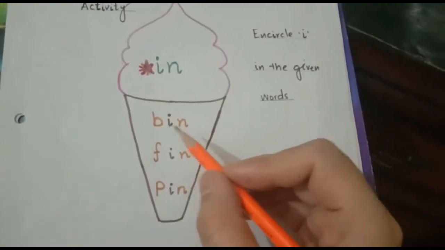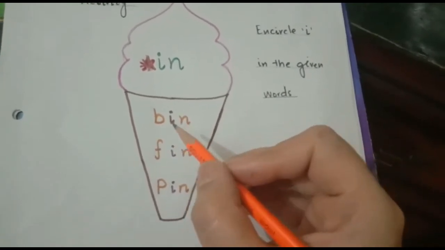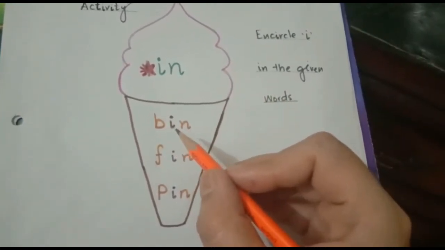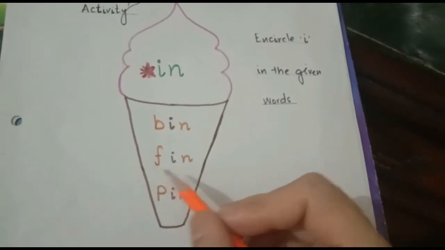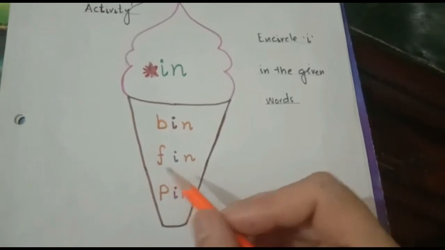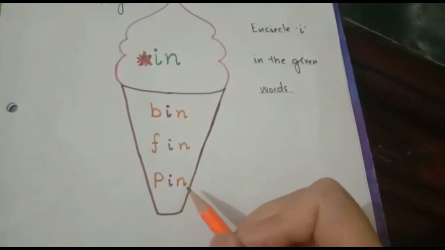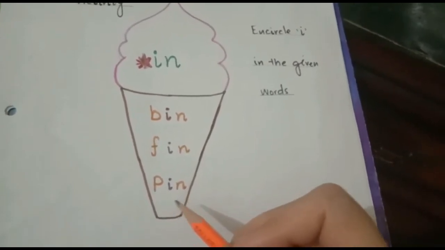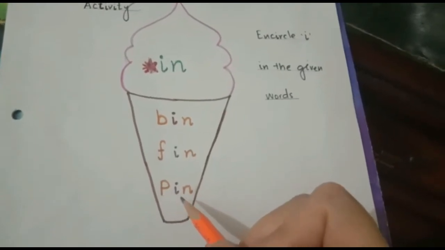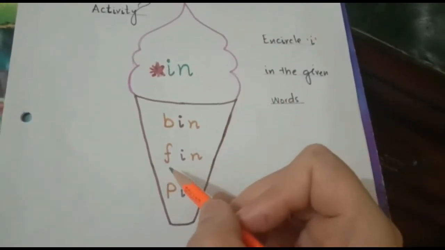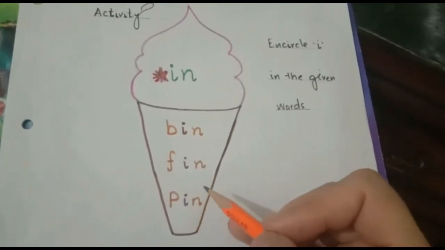Now I will read out the second word with the help of sounds. B, A, N, bin. Next, A, N, fin. Good. Next, P, A, N, pin. Okay, bin, fin, pin. Good.